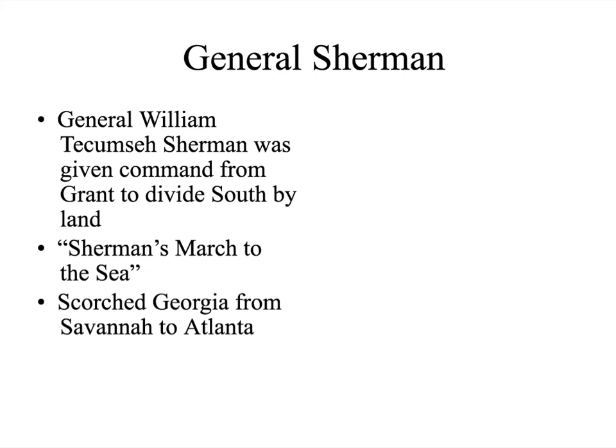The person that he decided was best to kind of lead also with him was a guy by the name William Tecumseh Sherman. His job was to go into the South and essentially help divide the South, and he was instructed essentially by Grant to do whatever was necessary. So total war. This is known as Sherman's March to the Sea. So he scorched Georgia from Savannah to Atlanta.